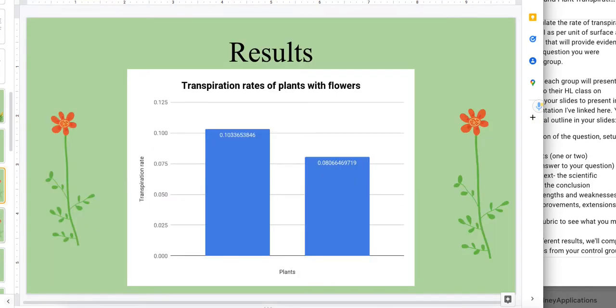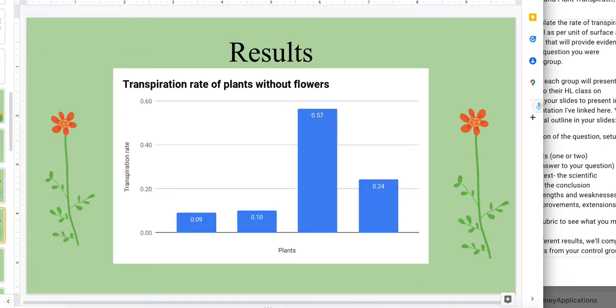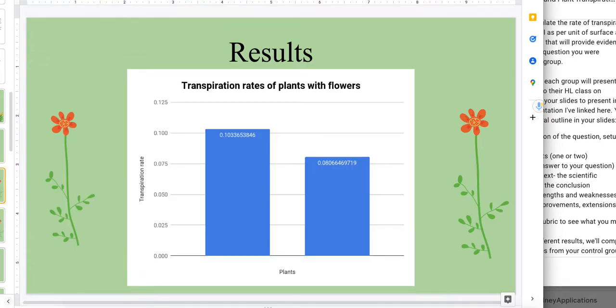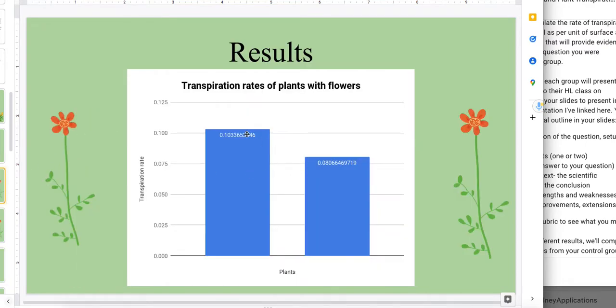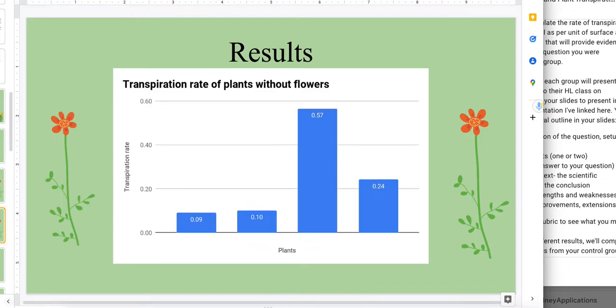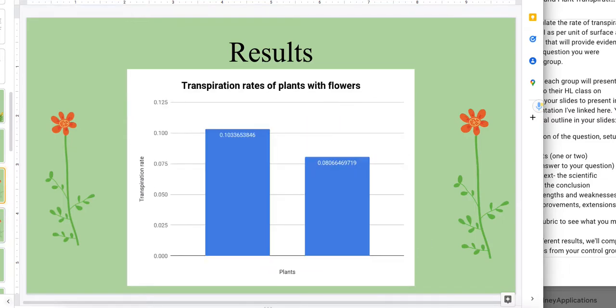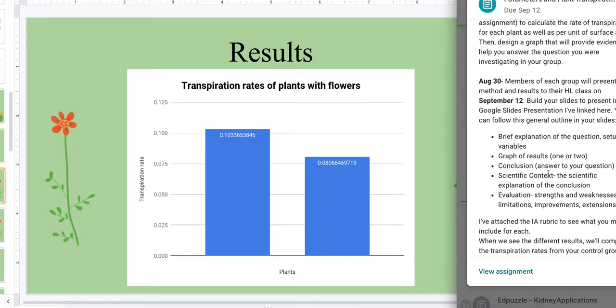But I'm not sure if these, actually, these guys probably were able to come to a conclusion too, what they say. So they said no noticeable difference, although interesting. So these are 0.1. Yeah, there's no noticeable difference between those. But notice you really have to look at the axis to tell if there's a difference. Okay, so the scientific context is where you're going to try to explain the results.